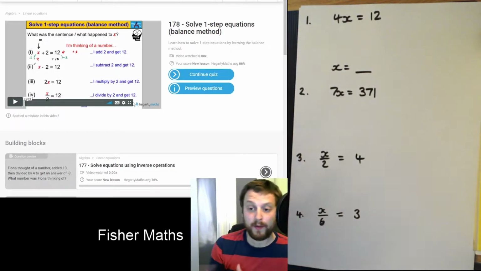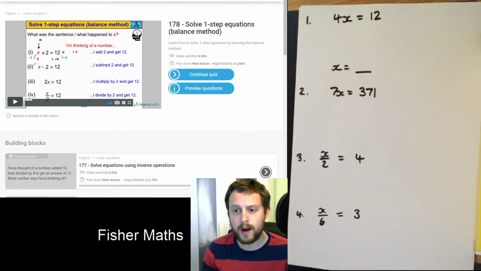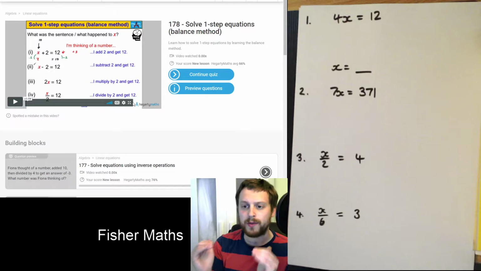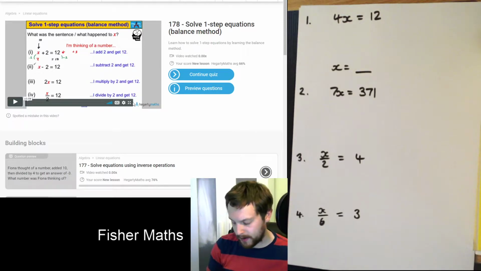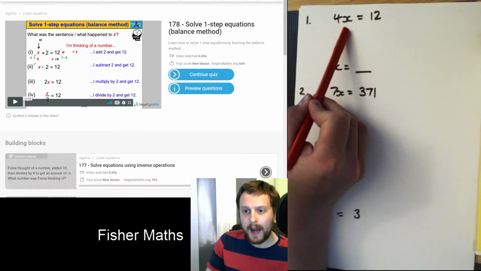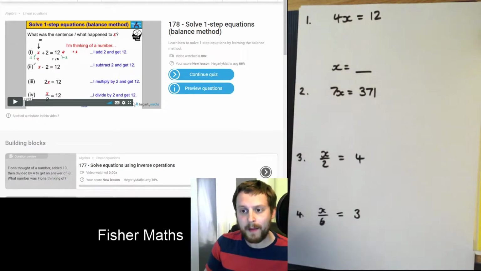Whatever 4x in this question is equal to 12, it's perfectly balanced. So if I do something to the 4x, I also need to do the same thing to the 12. Otherwise, if it was a set of scales, it would tip the scales, right? I want it to stay balanced. So the thing that you do in this situation is you look at the number in front of the x, and you divide by that.